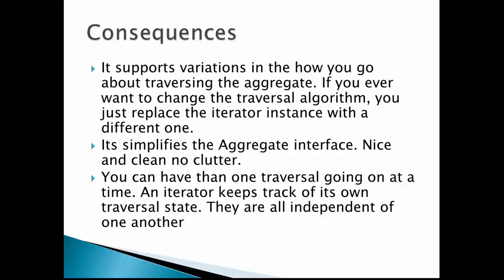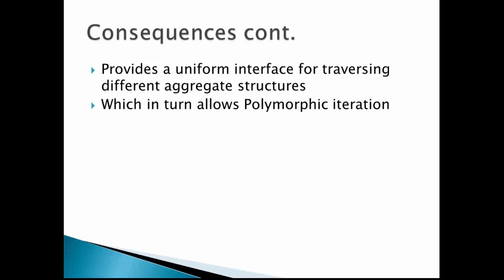You can also have more than one traversal going on at a time. An iterator keeps track of its own traversal state. They're all independent from one another. So you can have different instances going on. You can have one traveling through this list while another one's traveling through another list. Consequences continued. It provides a uniform interface for traversing through different aggregate structures, and this in turn allows a polymorphic iteration.